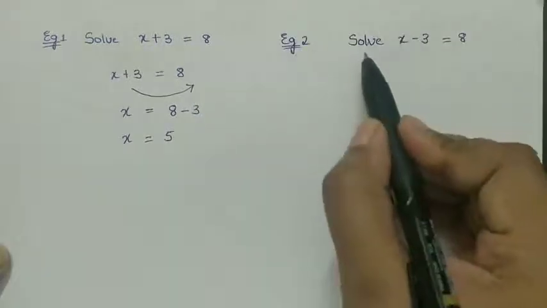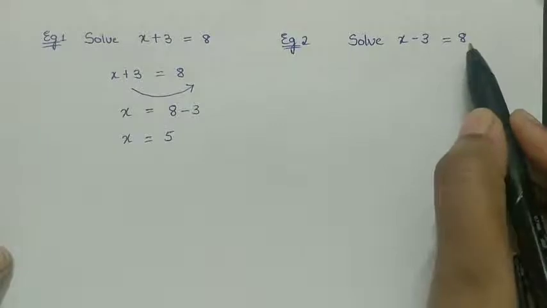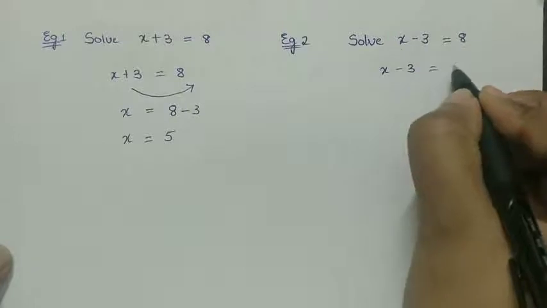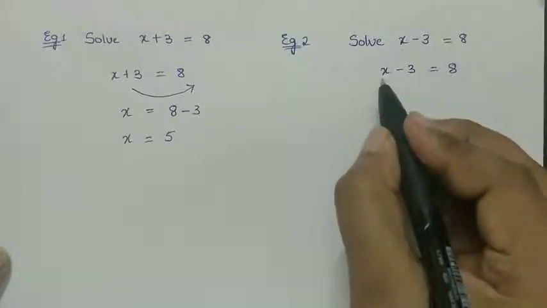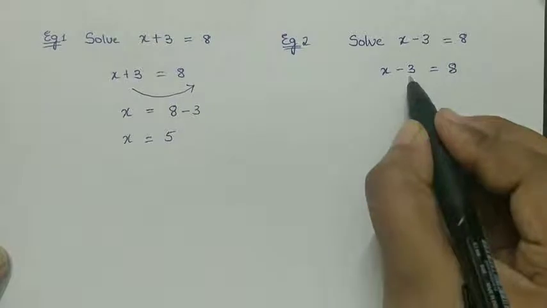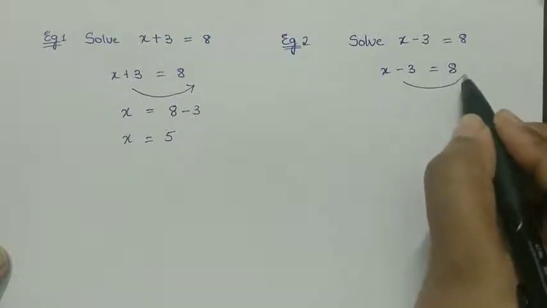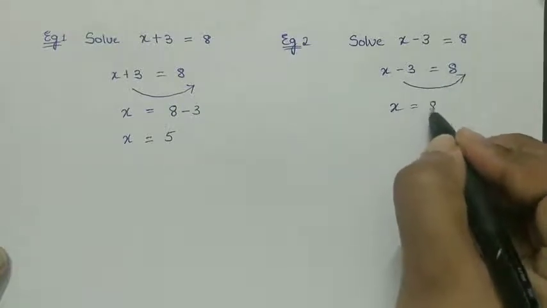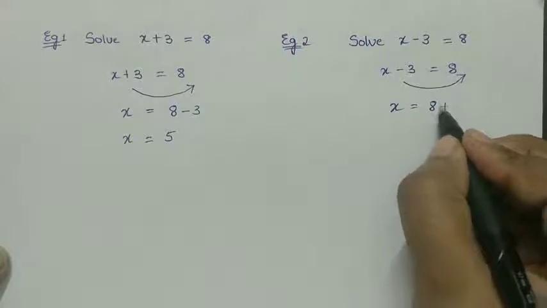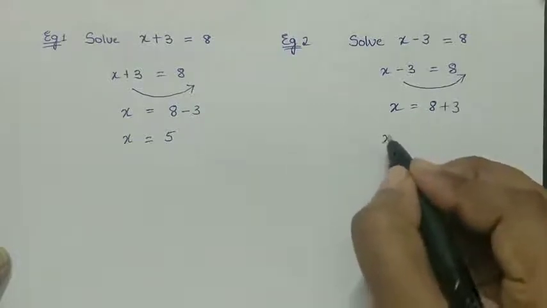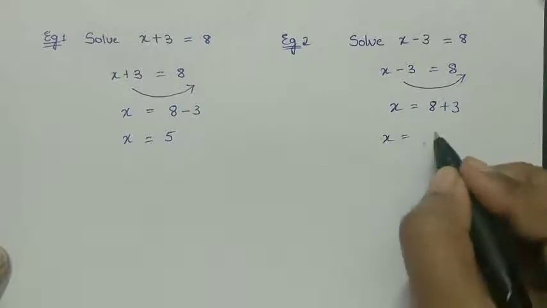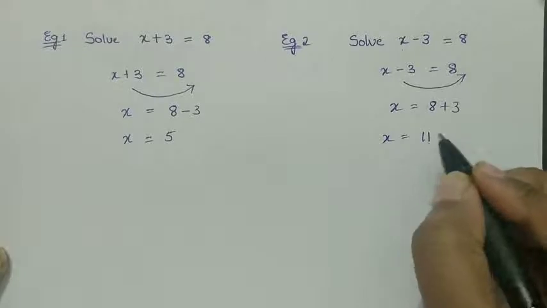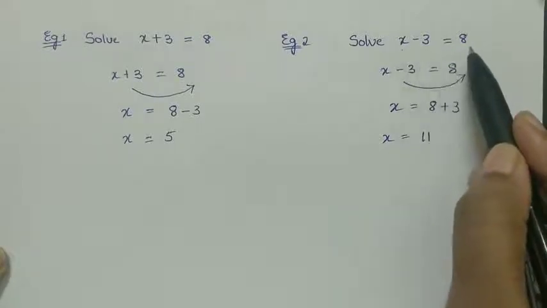Example 2. Solve x minus 3 equal to 8. Given equation is x minus 3 equal to 8. We have to find the value of x. Therefore, send minus 3 to RHS. Therefore, x equal to 8 minus 3 will become plus 3. Therefore, x equal to 8 plus 3 equal to 11. x equal to 11 is the solution of the equation x minus 3 equal to 8.